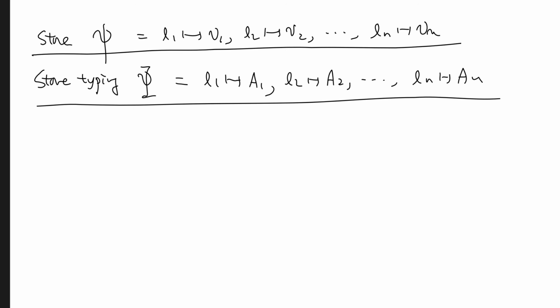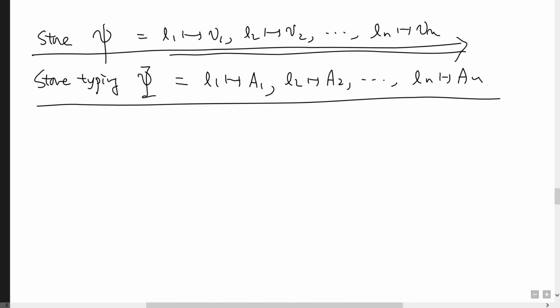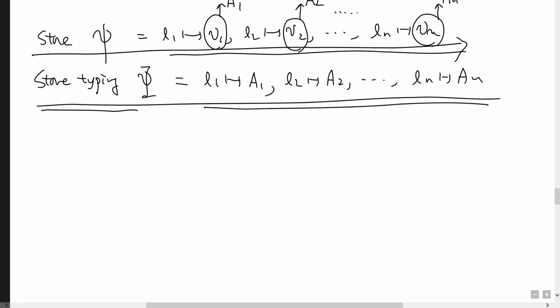So a simple approach is to proceed from left to right. That is, take a value V1, calculate its type A1, and then consider V2, calculate its type A2, and then we move on up until the last value Vn. If this one has a type An, we calculate the store typing like this. That sounds simple, except that this doesn't work.